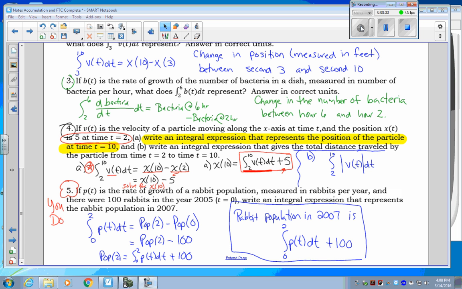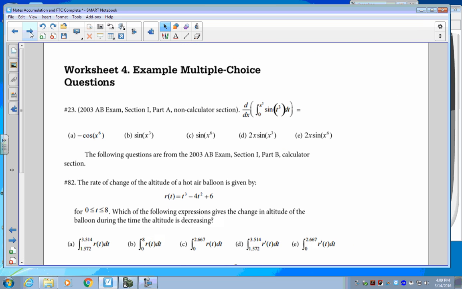Here is my answer for my rabbit population in 2007, the definite integral of p of t from 0 to 2 plus 100. If you have any questions about that, please pause the video here. Moving on to the next page.